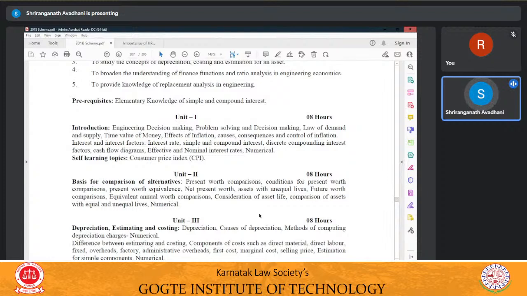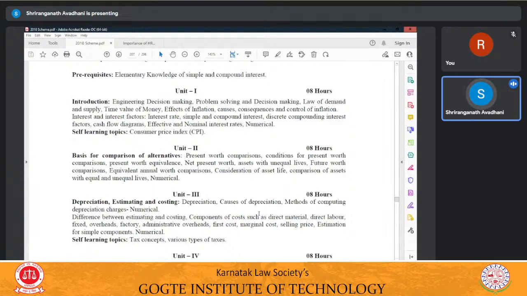So then how are you going to compare when the assets have unequal life? You're going to do it in unit 2.